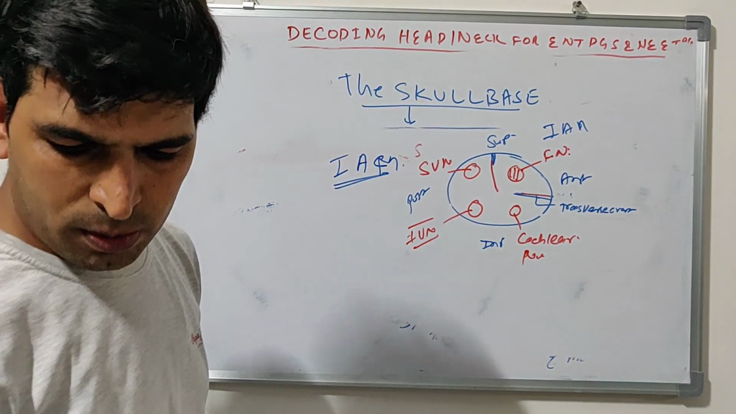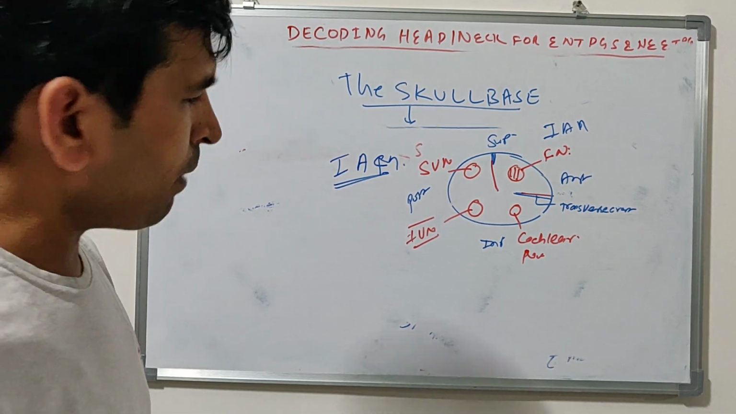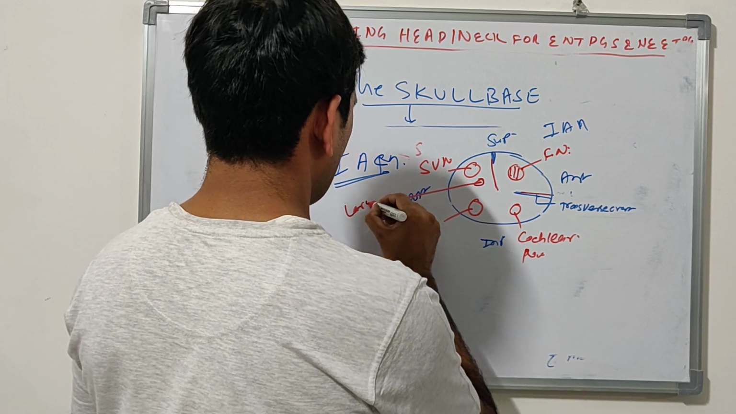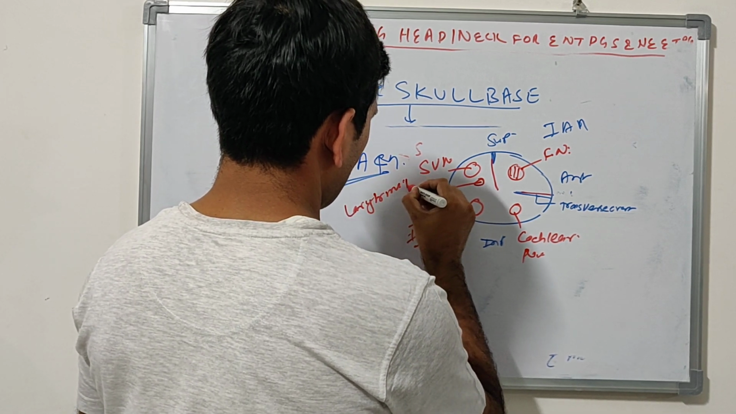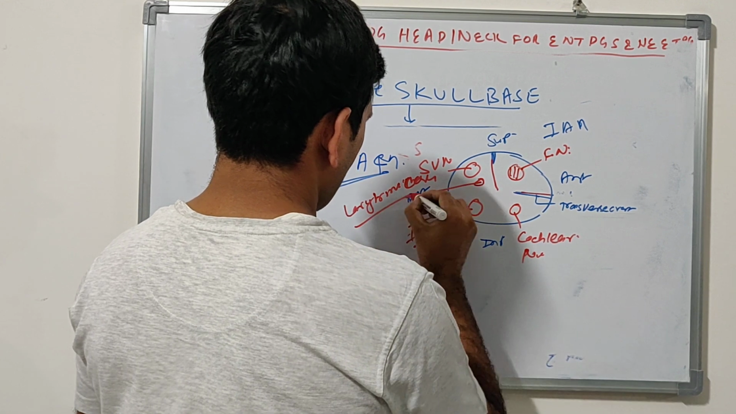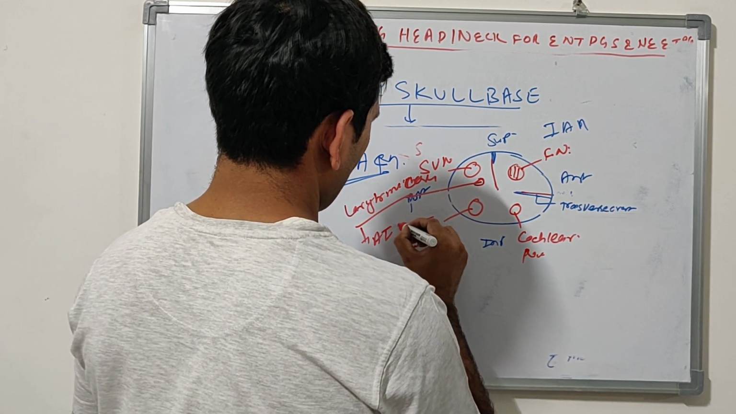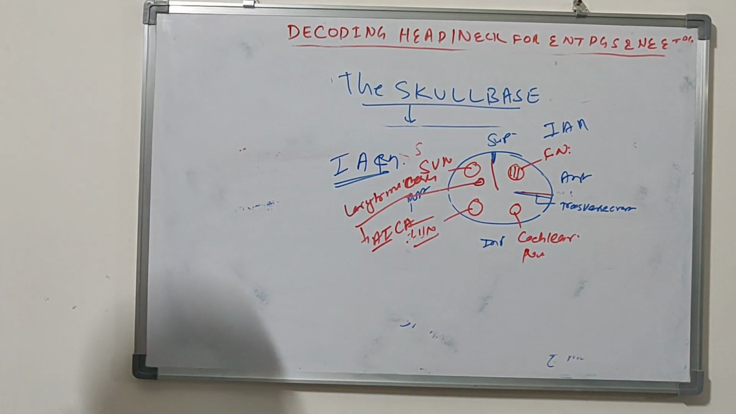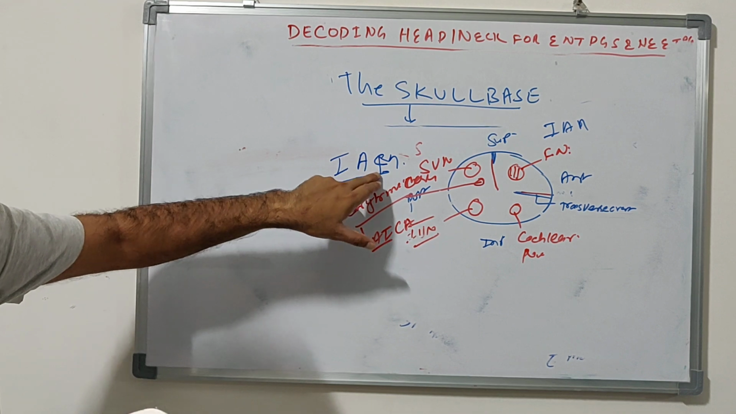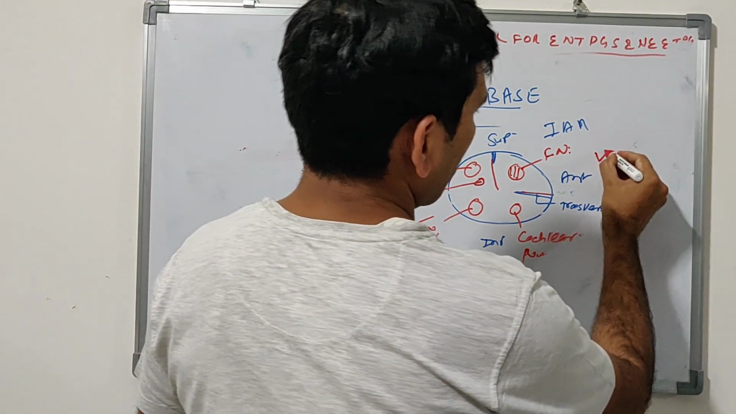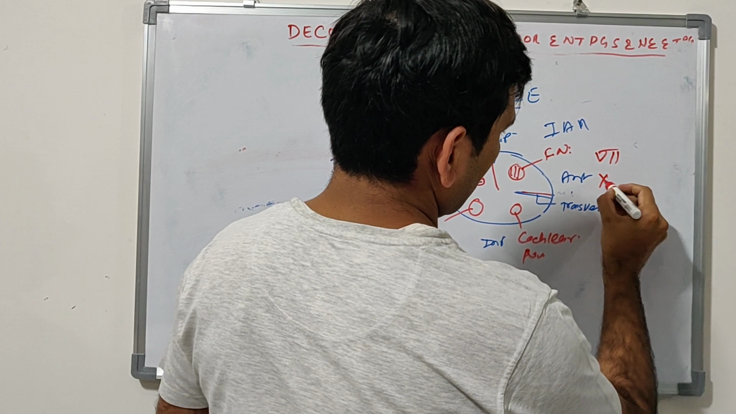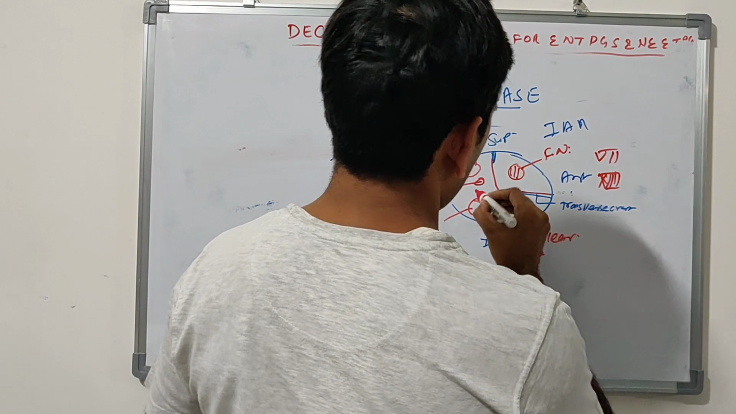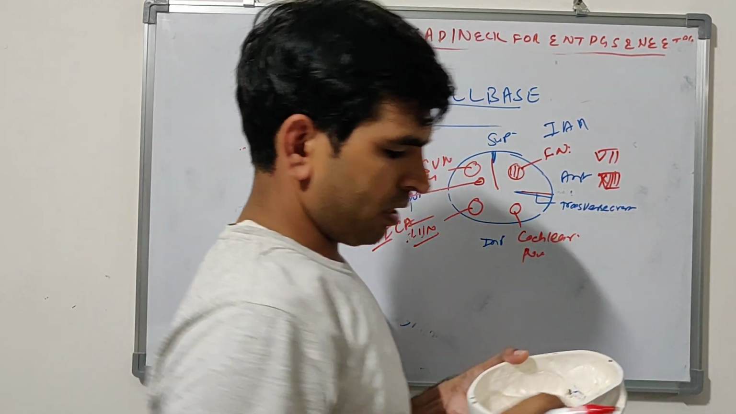One artery passes through this, the labyrinthine artery, which is a branch of the anterior inferior cerebellar artery. So the structures passing through the internal acoustic meatus are mainly the 7th nerve, the 8th nerve, and the labyrinthine artery.